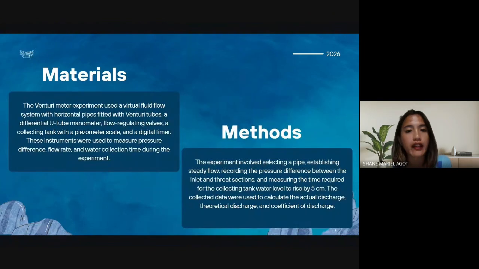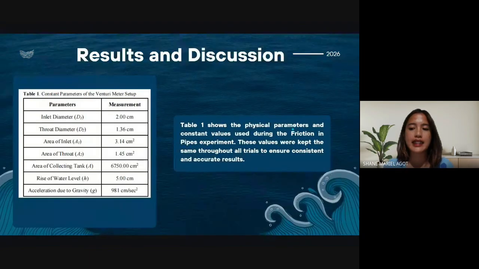To determine the actual discharge, the outlet valve of the collecting tank was closed and the time required for the water level to rise by 5 centimeters was measured using the digital timer. The collected data were then used to calculate the actual discharge, theoretical discharge, and the coefficient of discharge of the venturimeter. For our results and discussion, Table 1 presents the geometric constants and system constraints using the venturimeter simulation.